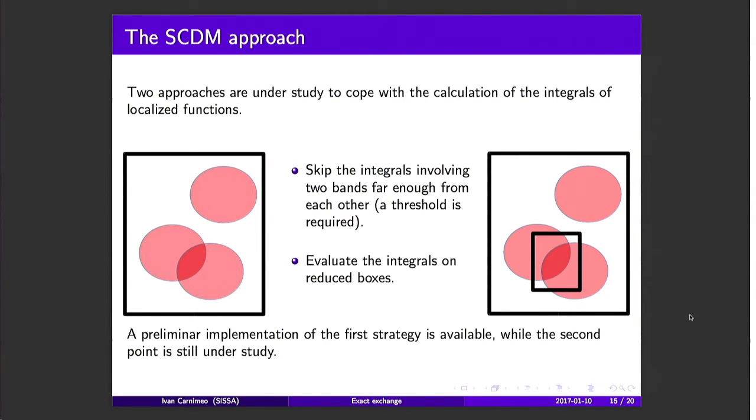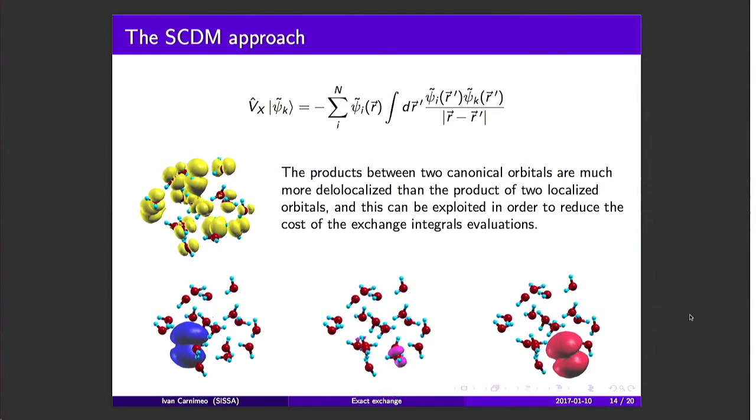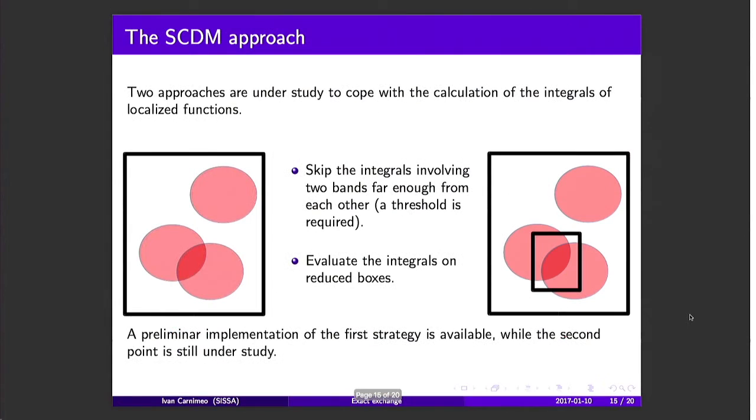But by the way, this means that we only include in the exchange potential the band pairs which are close enough. Otherwise, if the bands are quite distant, we can neglect it. And if you think of systems like this or even larger, it can happen that one band is here, one band is here, so there's no point in including this interaction.